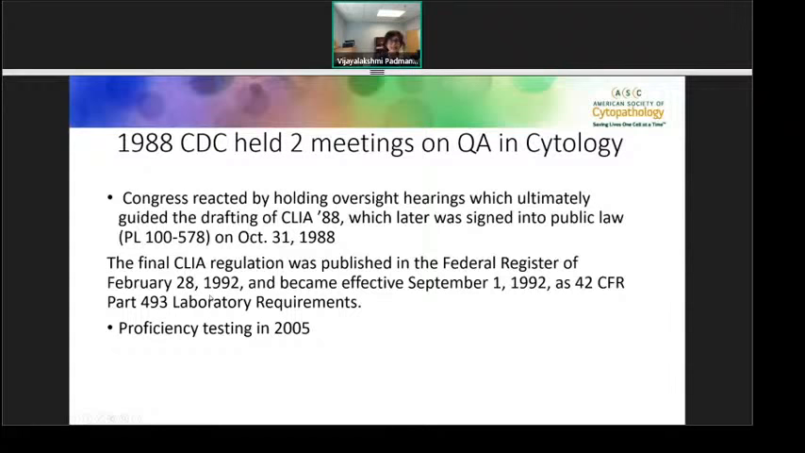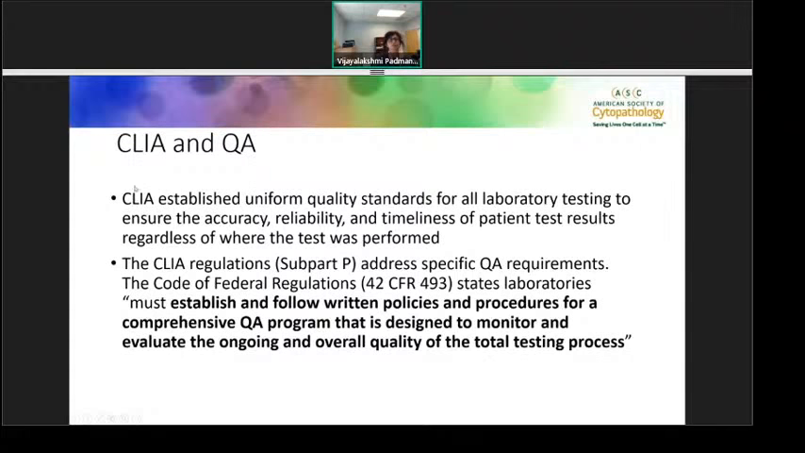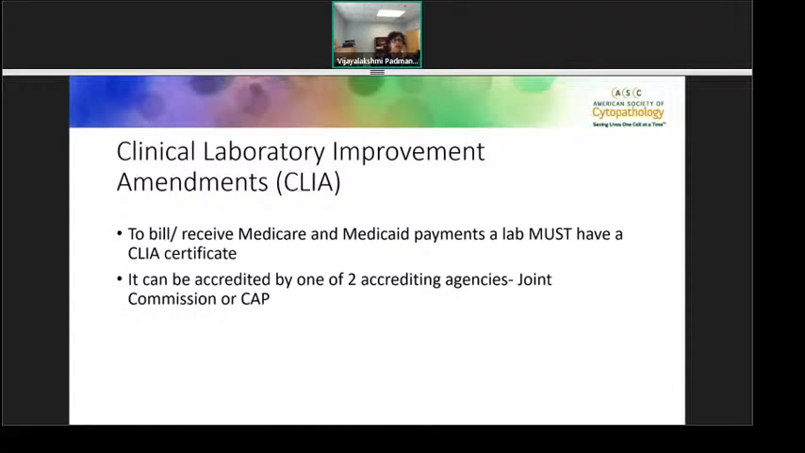This actually got signed into law and is now a part of law. The proficiency testing portion was added in 2005. So this was signed into public law in 1988. We are mandated to follow this law as a laboratory that bills for Medicare and Medicaid patients. The main thing is establishing uniform quality standards, regardless of where the test is performed. The result has to be accurate, reliable, and timely, which is important. And CLIA also said that every lab must establish and follow written policies and procedures for a very comprehensive QA program, a quality assurance program, that is designed to monitor and evaluate the overall testing process.